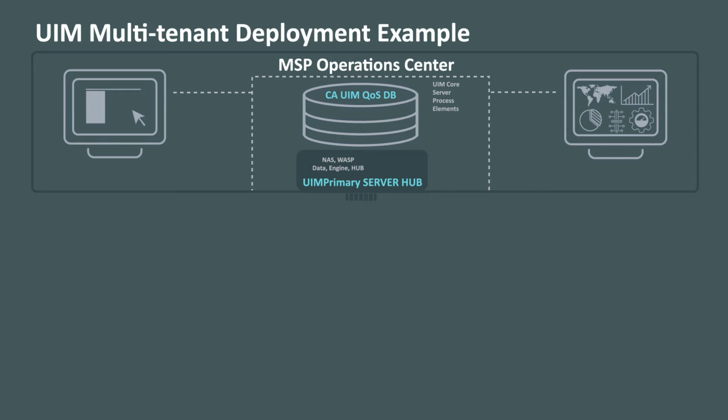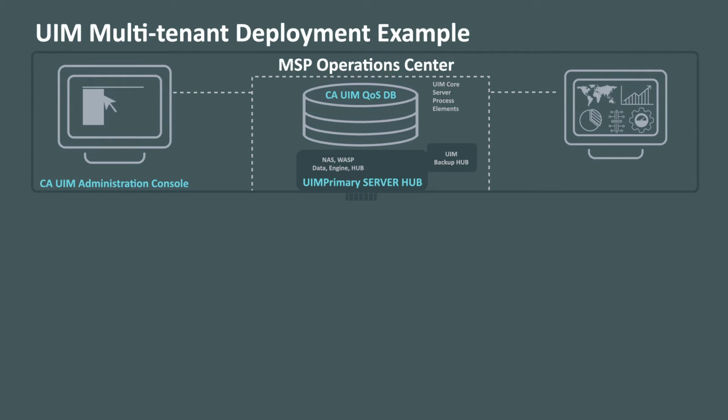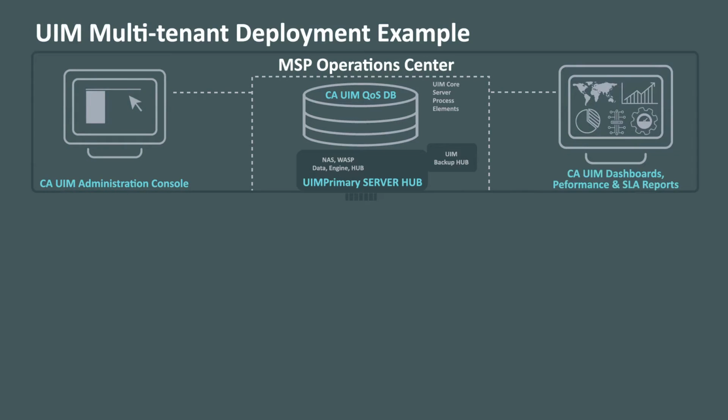Additionally, CA UIM has high availability capabilities, where, when needed, a backup server hub can stand in the place of the primary hub. There are two sets of UIM user interfaces. The first, on the left, is the UIM Administrator Console. This is where you'll perform point-and-click configuration and remote deployment of UIM monitoring probes into your customer environments. On the right, you're seeing CA UIM real-time dashboards, performance reports, and SLA reports. These are viewed by MSP operations staff and can be made available for customers to see.